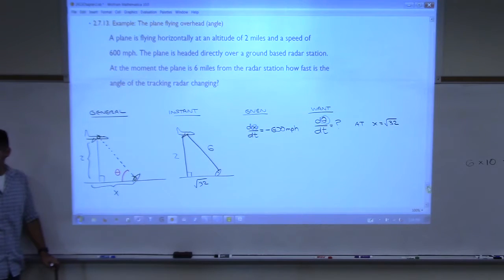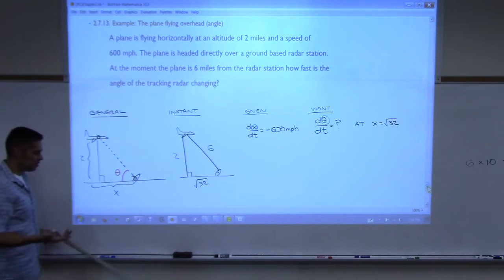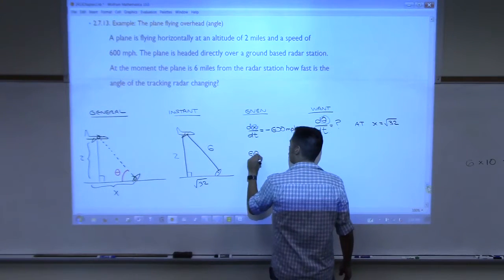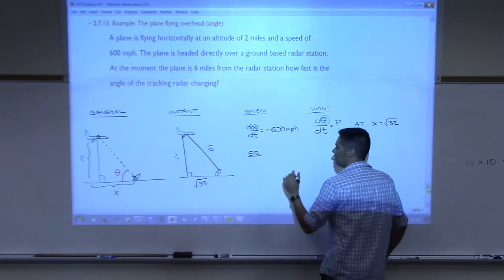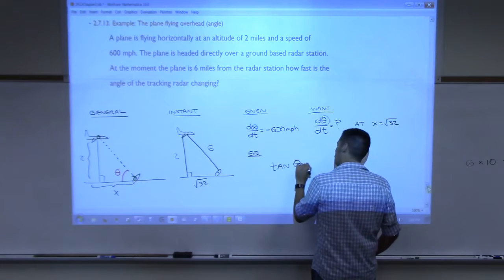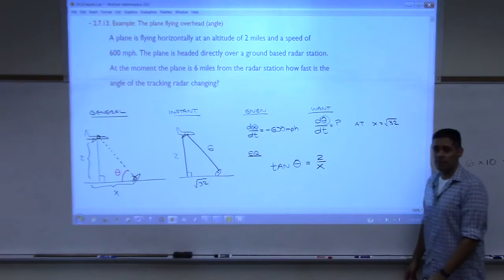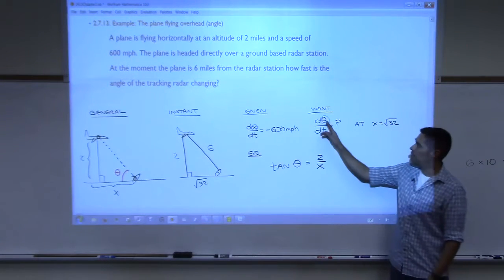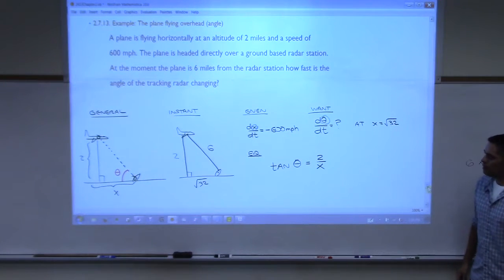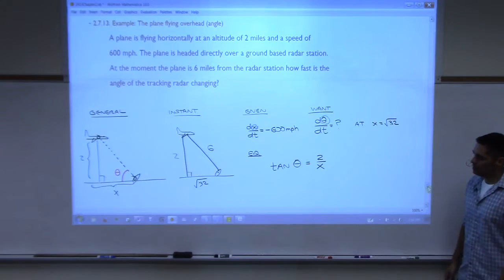I could also use cotangent, because cotangent is adjacent over opposite. It's up to you. It doesn't matter, as long as the two are related. Y'all want to stick with tangent? Yeah, let's stick with tangent. So here's what I know. I know that tangent of theta is 2 over x. And that's all I needed, any equation that connected theta to x. There it is. And we already know what x is. Not yet. We've got to differentiate first.